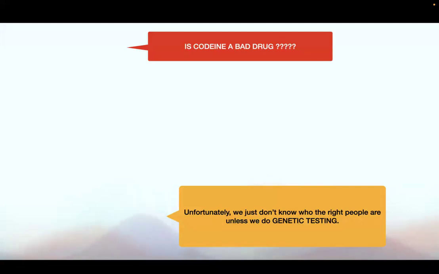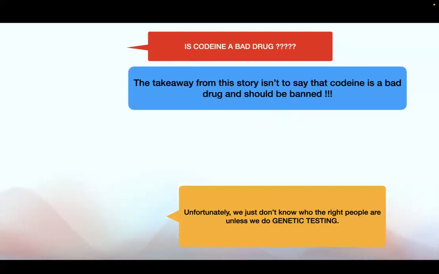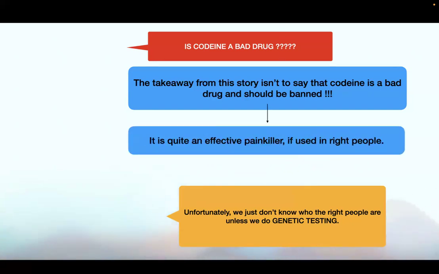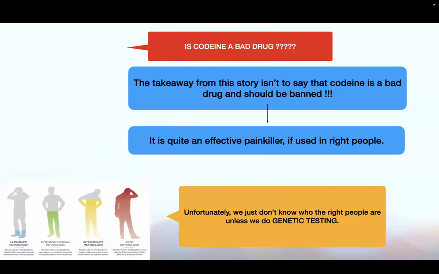Unfortunately, we just don't know who the right people are unless we do genetic testing. So can we say codeine is a bad drug? The takeaway from this story isn't that codeine is a bad drug and it should be banned. It's not that after this story codeine should be banned, right? Because it is a potent analgesic, right? It is used very often. It is quite an effective painkiller if used in the right people. So we need to categorize the patient as ultra rapid, extensive, intermediate, or poor metabolizer.